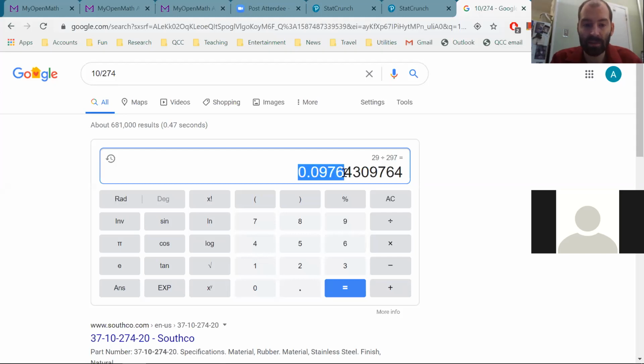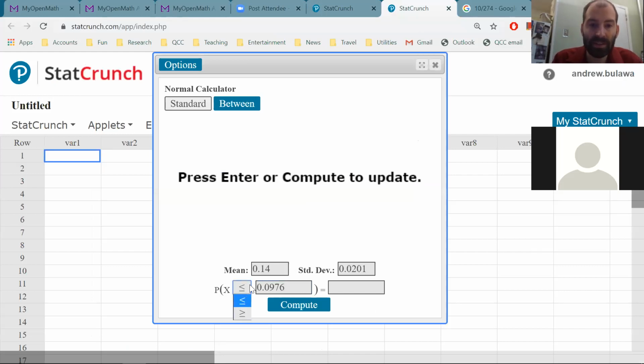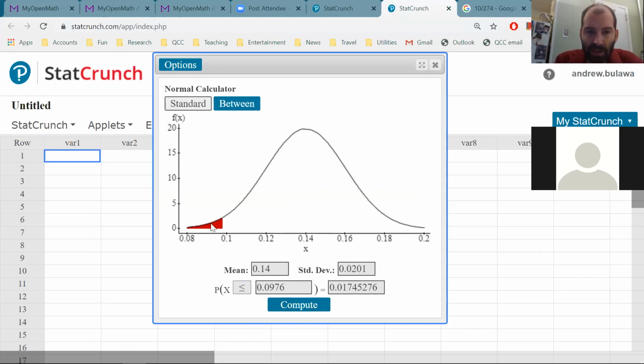0.0976. All right, so let me paste that in there. Less than is the same as less than or equal to when you're dealing with a continuous distribution. So you just put this, and here we go. Here's the sampling distribution. This is a picture of that sampling distribution. The proportion that we measured was 0.0976. That's right here on the left, just shy of 0.1.